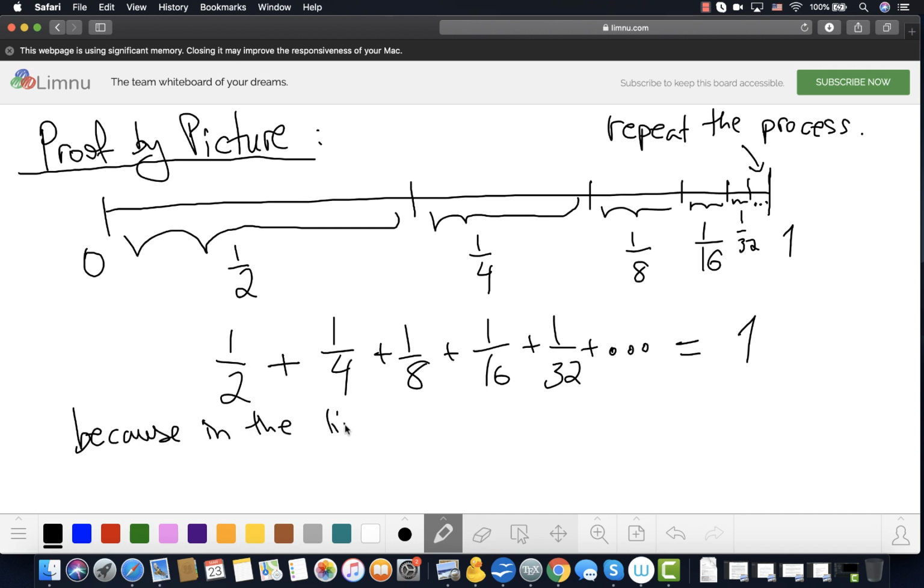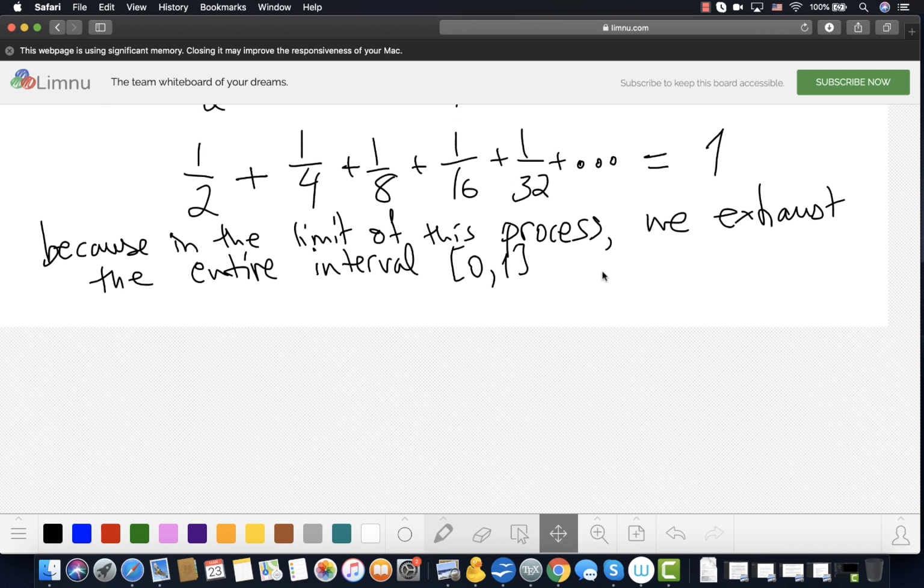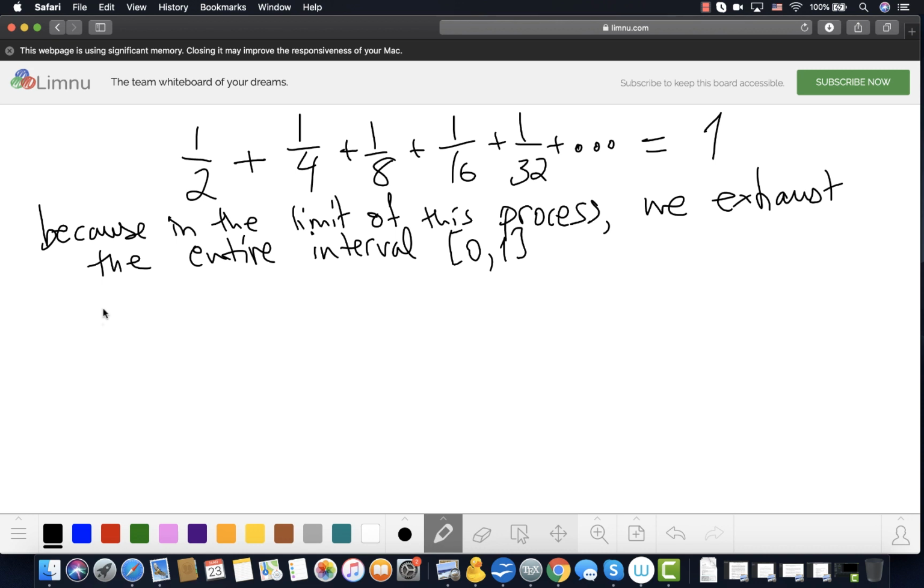of this process, we exhaust the entire interval. We get everything, the entire interval. So that's it. That shows that the sum of these numbers is 1. The entire interval, which I've been thinking of as a length 1 rope or string. So that's a proof.